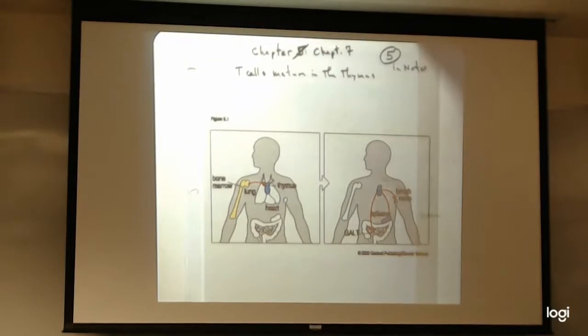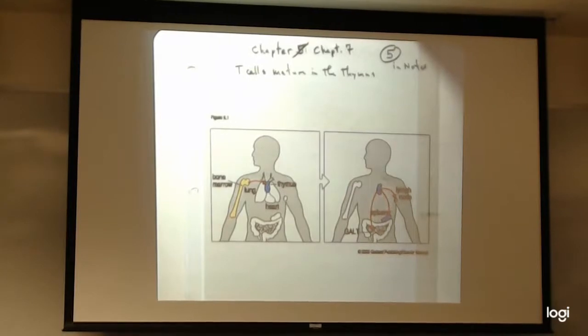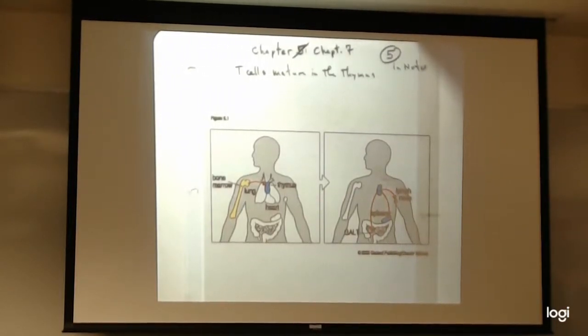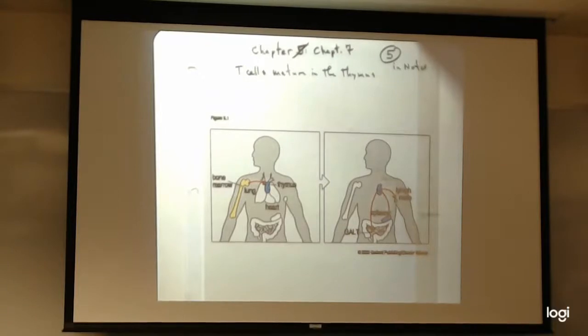If it is, it will be permitted to go on to the next stage, where we find out, well, okay, so it can recognize the MHC molecule, but is it recognizing self peptides? That's negative selection. So it'll go through two screening processes, positive and negative selection, which we'll be getting into as we proceed through this lecture.